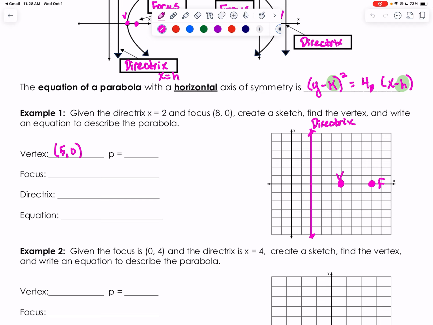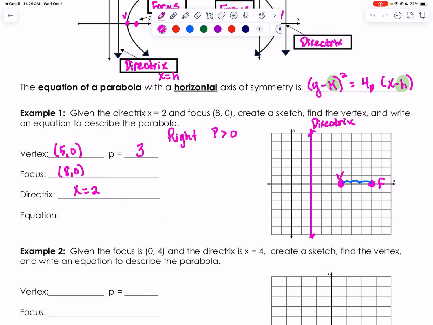So 1, 2, 3, 4, 5, 0. Now remember, parabolas always open towards the focus. So this parabola is going to open to the right, which means p must be greater than 0 in this problem. So it must be positive. So from yesterday, to get the value of p, we just count how many units it is from the vertex to the focus. So 1, 2, so 3 units. So the value of p is 3 units. Okay. Now our focus point they gave you, so write that down. Our directrix they also gave you, x equals 2.